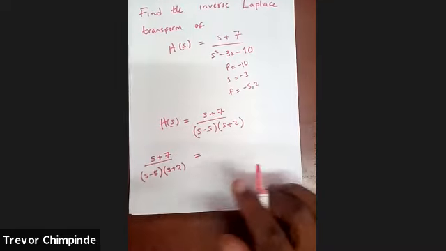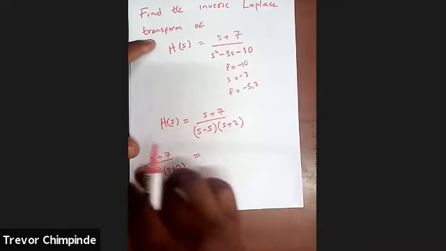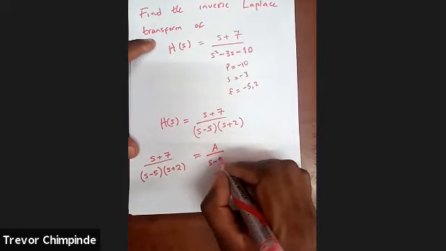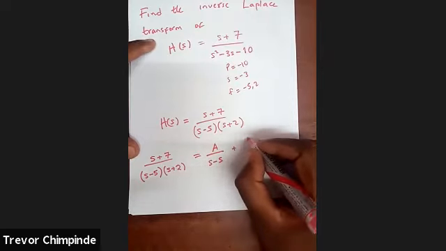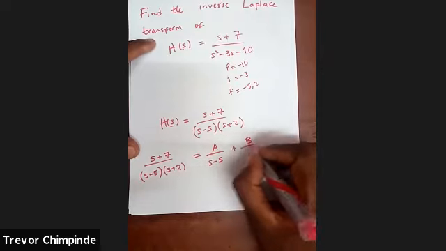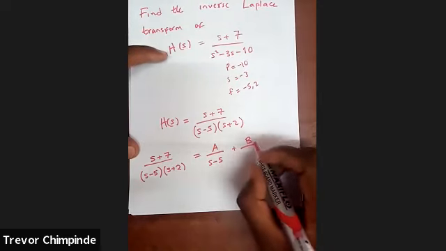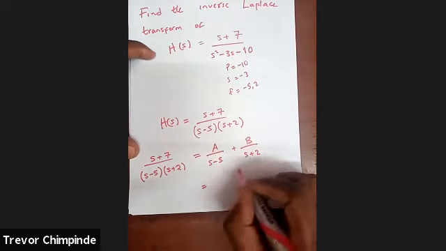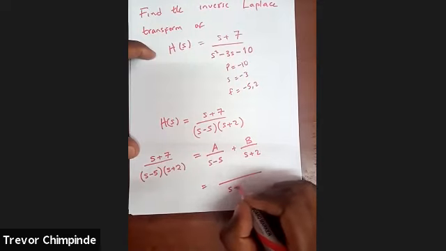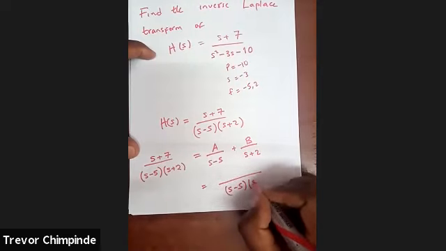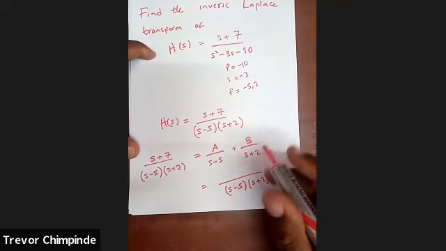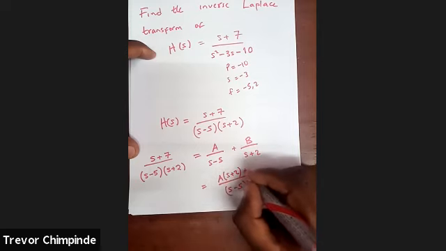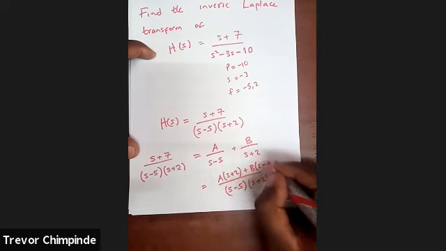Good. So decomposing this into partial fractions, this is equal to A over S minus 5, plus B over S plus 2. So with a common denominator, we get S minus 5 then S plus 2. So we get A(S plus 2) plus B(S minus 5).